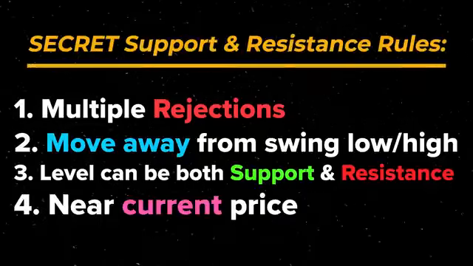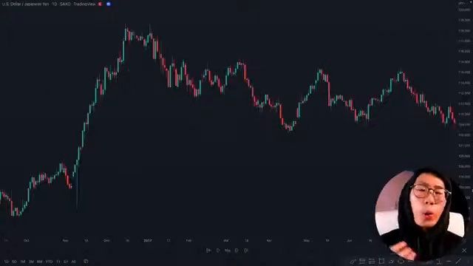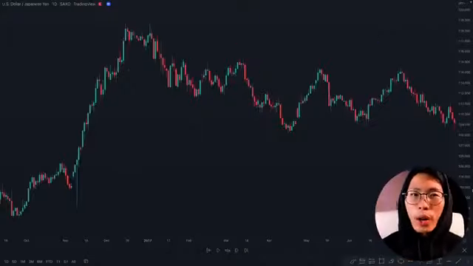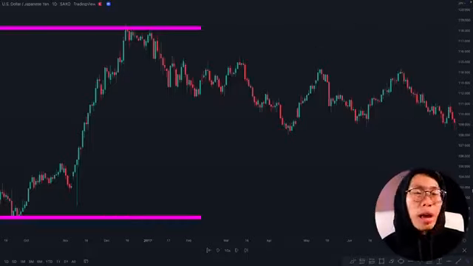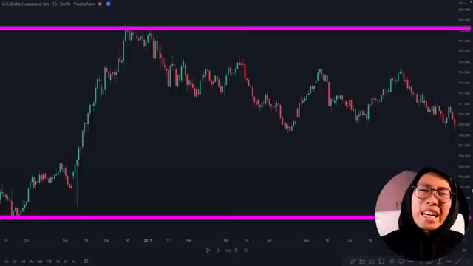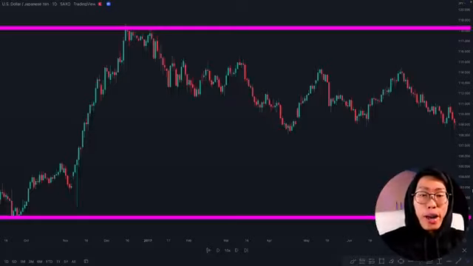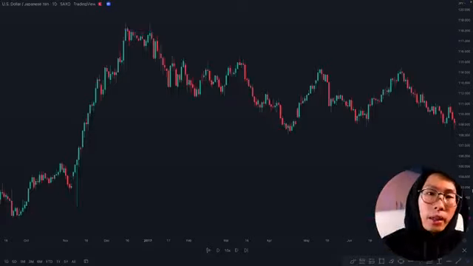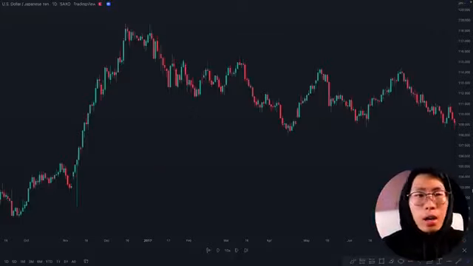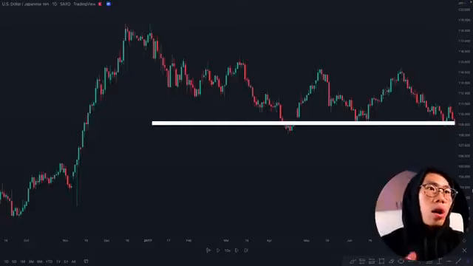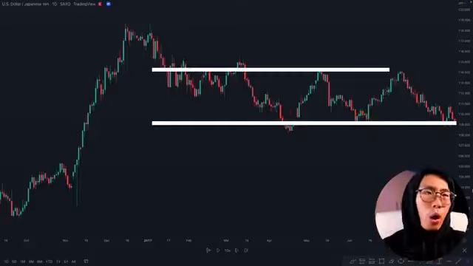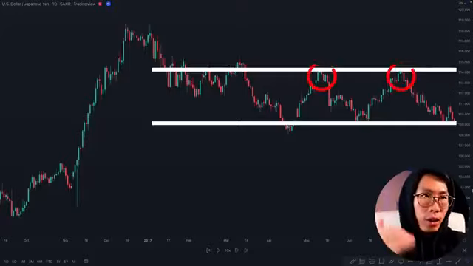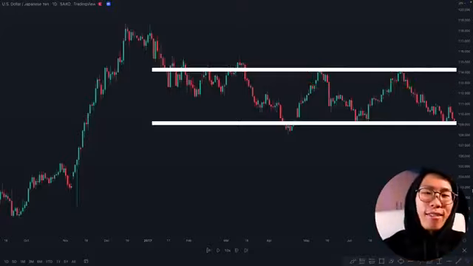Next, the levels must be near the current price. When you are marking a key level, you don't want to mark one that is way too far away from where price currently is, like these 2 levels right here. These 2 levels are irrelevant. There is no point in drawing them because we only want to draw the levels that matter right now. Because remember, too many lines will look too confusing for us. So in this case, I will just draw a support level right here. You can see whenever price comes back down here, it always reverses and heads back up. And then I will also draw another resistance level right here. So these 2 key levels are the only key levels that matter.